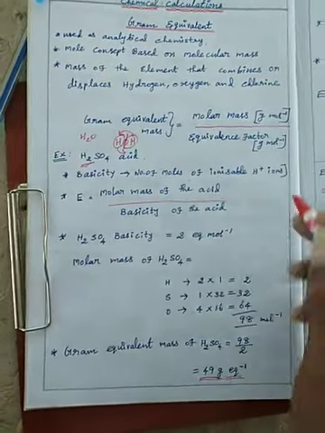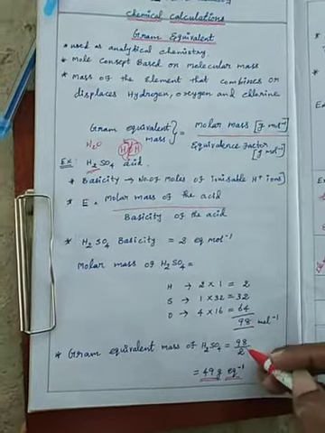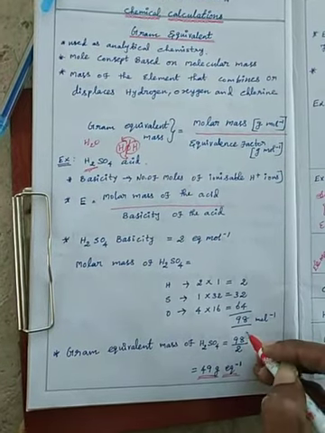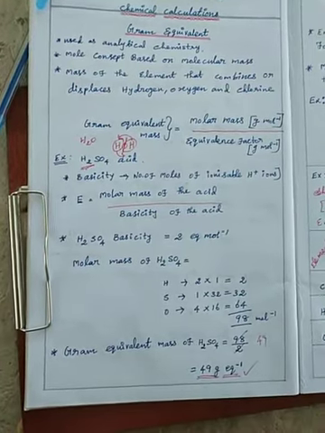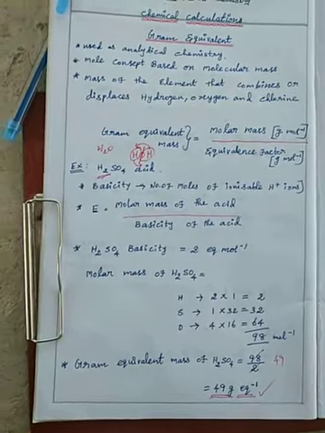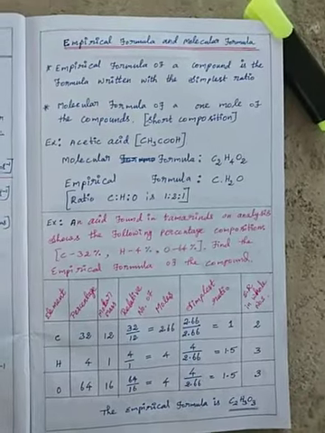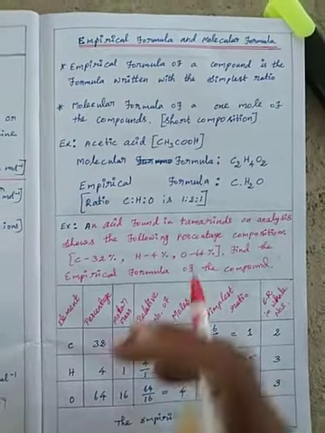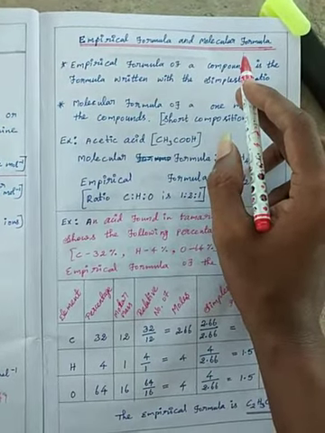What is the formula, students? Molar mass is 98, and the equivalent factor of sulfuric acid is 2. So 98 divided by 2 is 49, which is the gram equivalent. Next we discuss the empirical formula, which is related to the molecular formula. The basic concept will be discussed now.